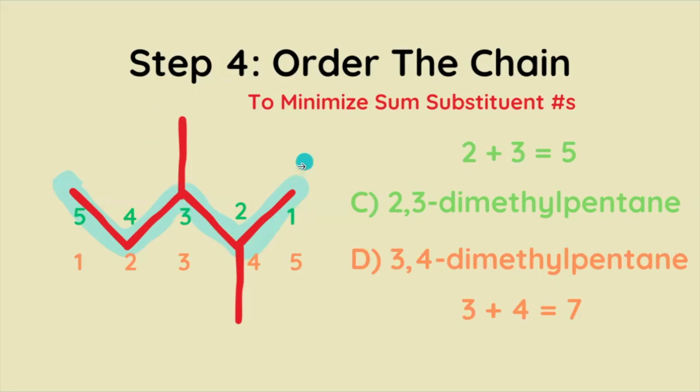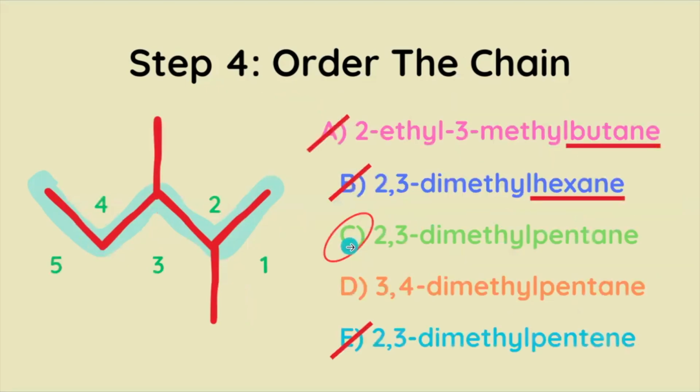You may have noticed that if you number it from right to left, it coincides with the C answer choice, but if it's from left to right, it coincides with the D answer choice. But the key to figuring out the right answer is that 2 plus 3 is 5. It's less than 3 plus 4, which is 7. So therefore, the correct answer is C. 2,3-dimethylpentane is the correct answer.